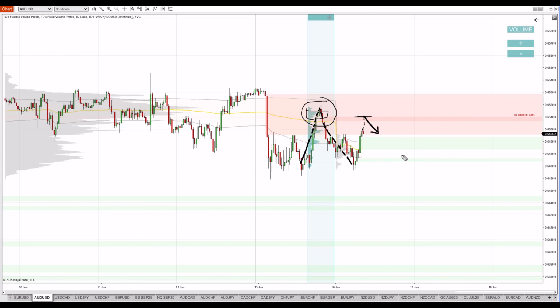All right, so now we need to wait for that pullback, and when it occurs, if it occurs, then take it from there. The level is at 0.6510.